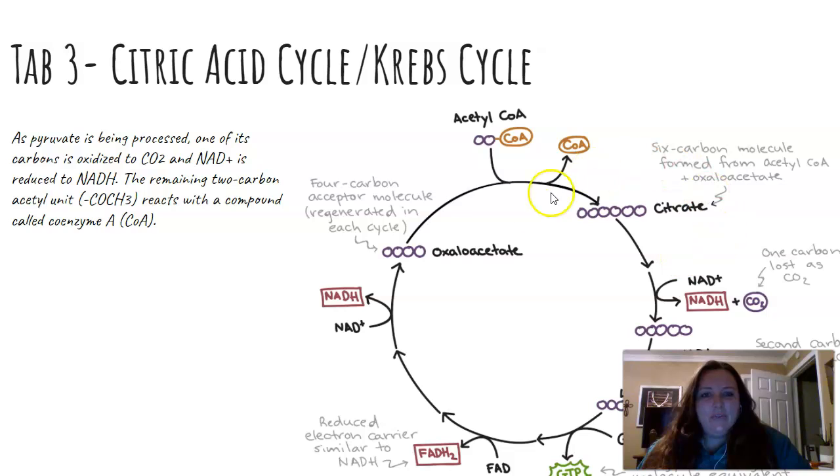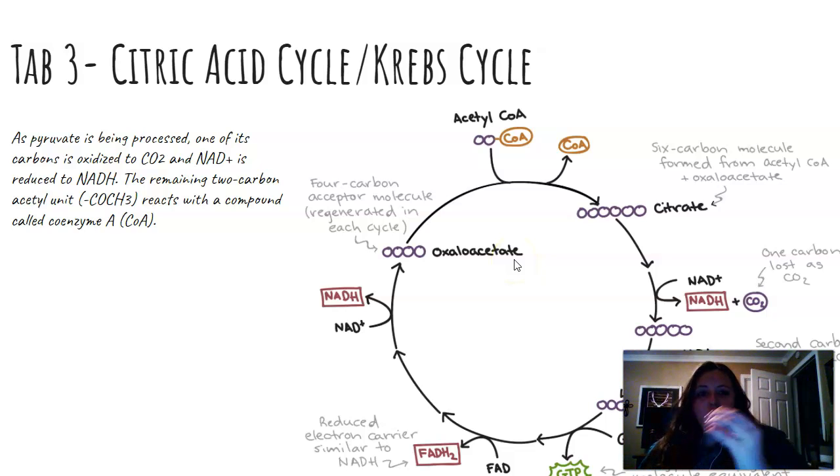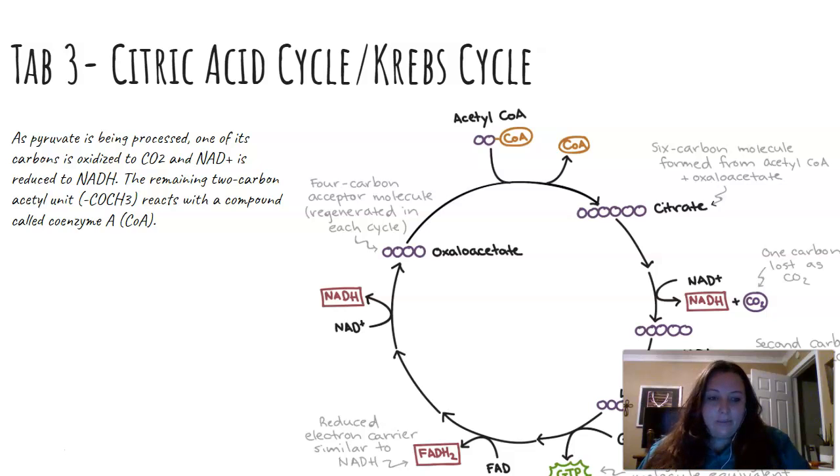oxaloacetate. So the reason that this is called a citric acid cycle is because you are actually making citrate. And so this is another way to get energy and electrons off of these molecules to then be used at a later stage. And you can see that it's pretty cyclical. Okay, so that's citric acid cycle, and you will also hear it as Krebs cycle. And you're probably more going to hear Krebs cycle when it comes to testing. In college, I heard both.